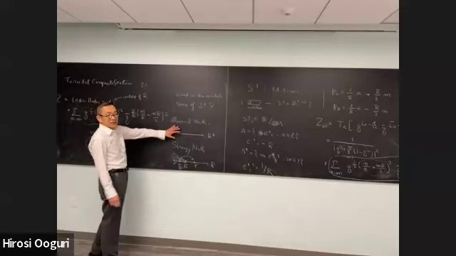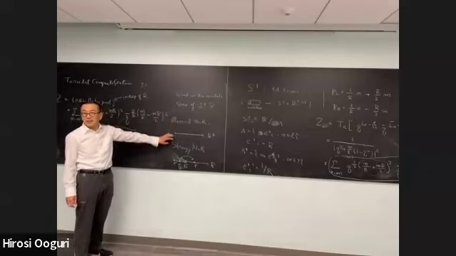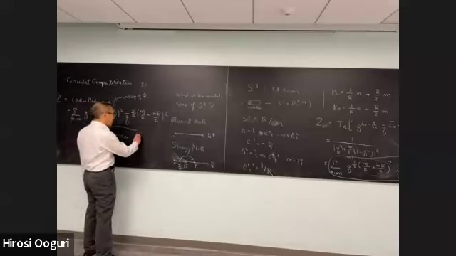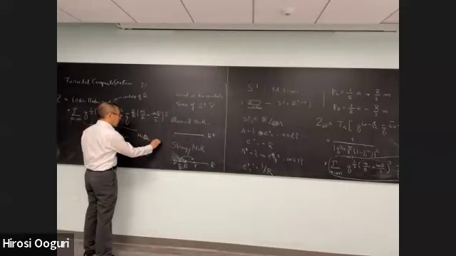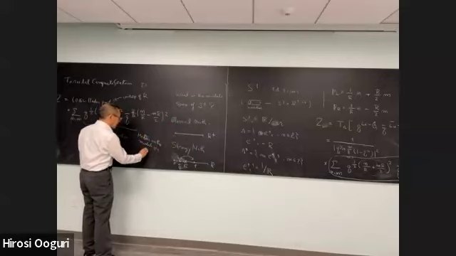there's actually a natural metric on the moduli space. You can define a metric on the moduli space, and in this case it is actually dr squared divided by r squared.